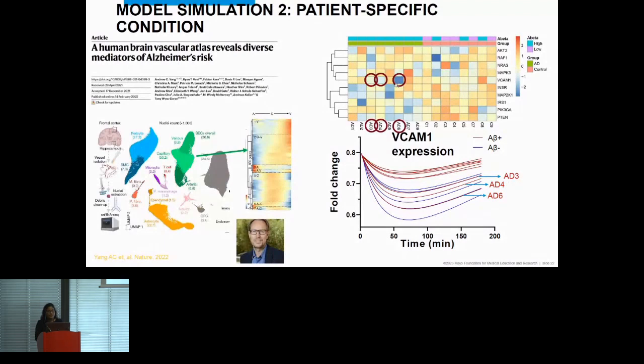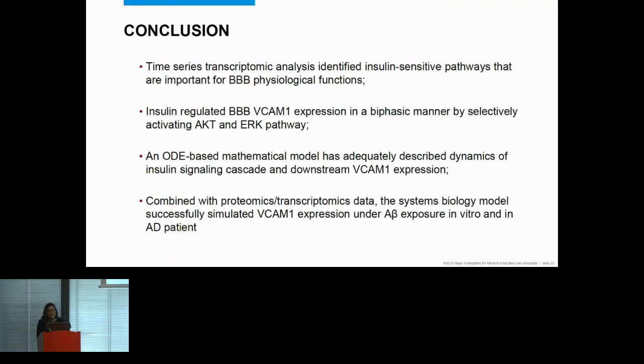So in conclusion, we have done the time series transcriptomic analysis and identified these pathways. As I said, at the lower concentrations of insulin, the AKT gets activated and VCAM is low, versus at the higher concentrations, the ERK gets activated as well, and then the VCAM expression increases. We saw that phenomenon, built the model, and then tested it using the proteomics and transcriptomics data that's available outside, using both in vitro and AD patient data.